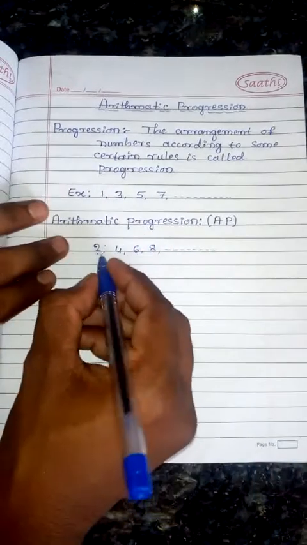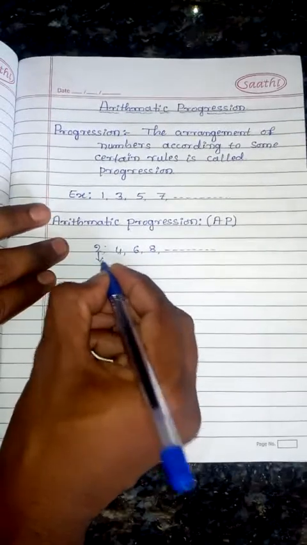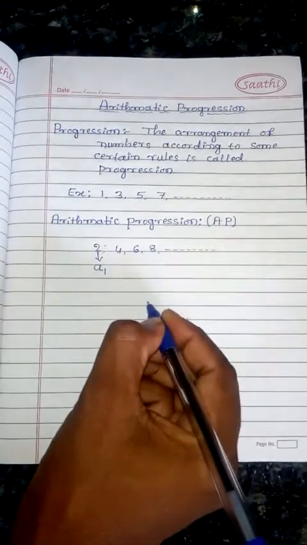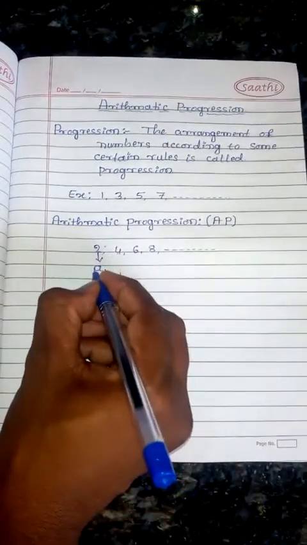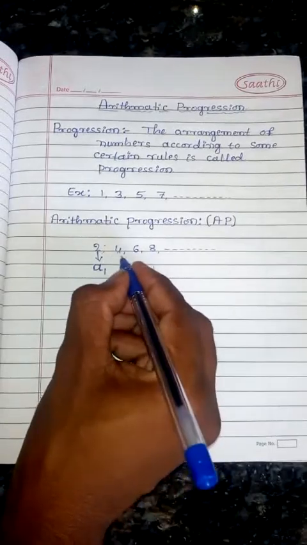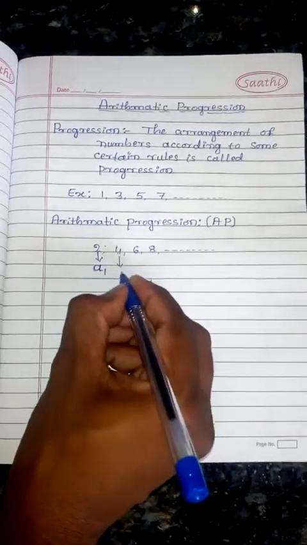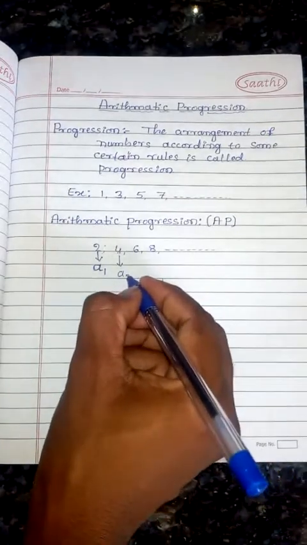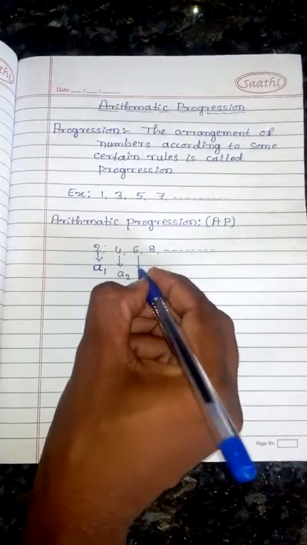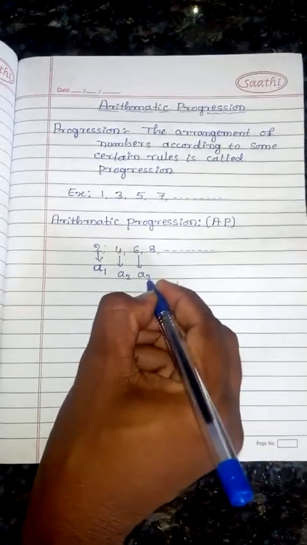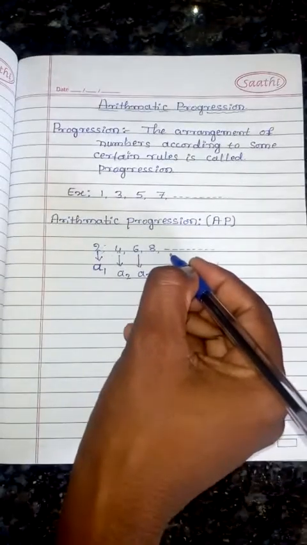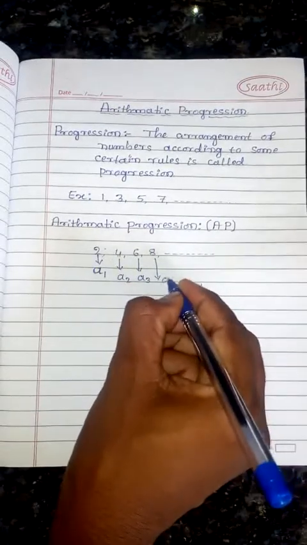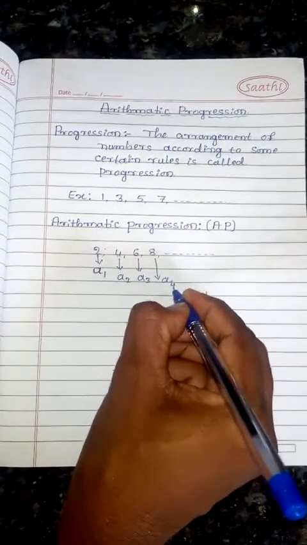We know that 2 is the first term. The first term is denoted by A1, meaning the first term of the arithmetic progression. Then 4 is the second term, denoted by A2. 6 is the third term, denoted by A3. Then 8 is the fourth term, denoted by A4.